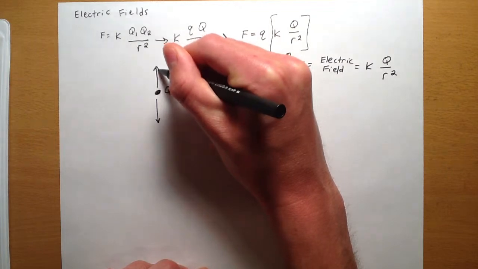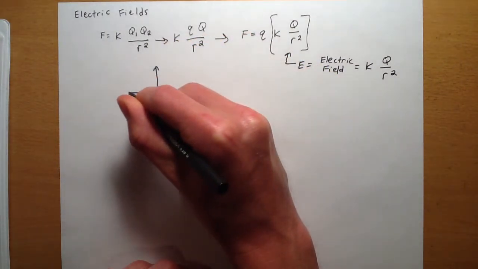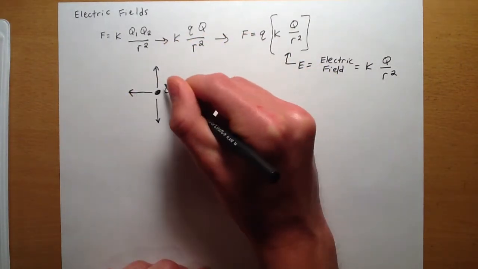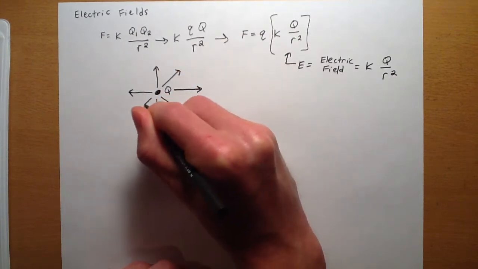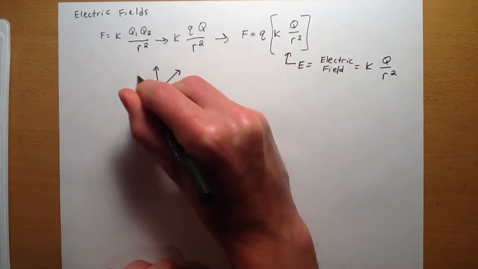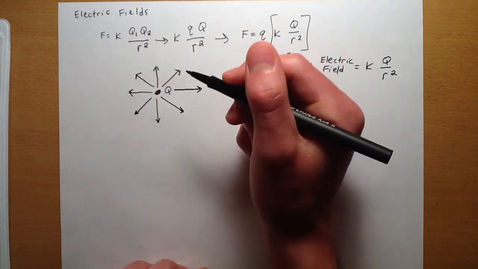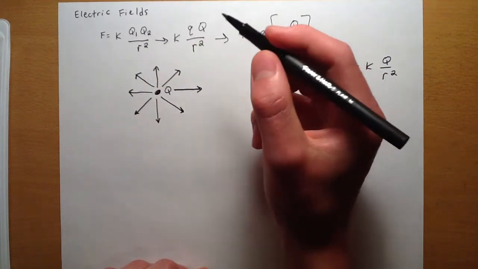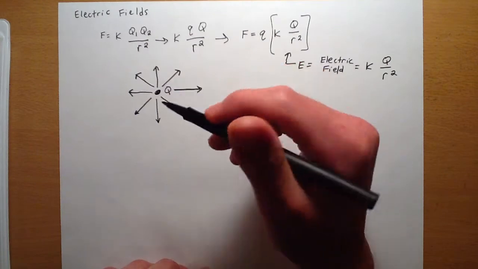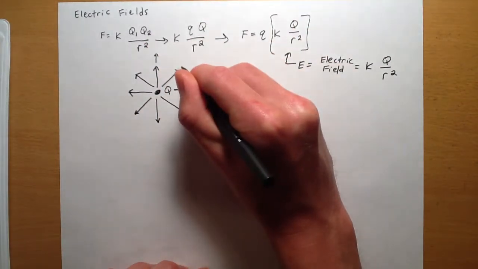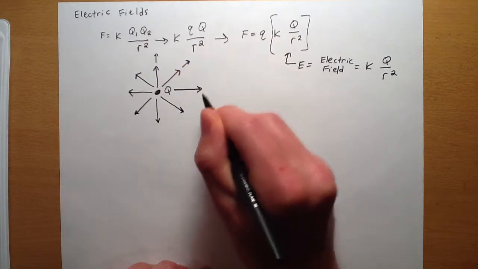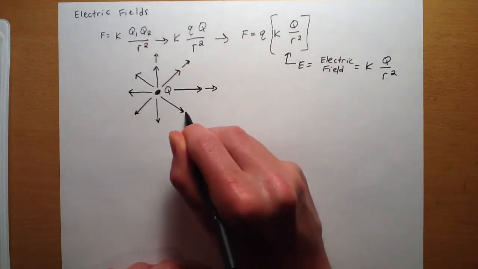And the length of these lines represents the strength of the electric field, or how large the value E is. So very close to Q, electric field is large. And as we get away from Q, as R becomes large, electric field shrinks, and we have smaller arrows, which gives us a lower magnitude.